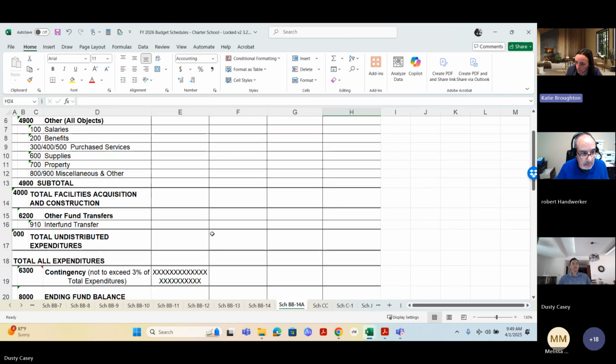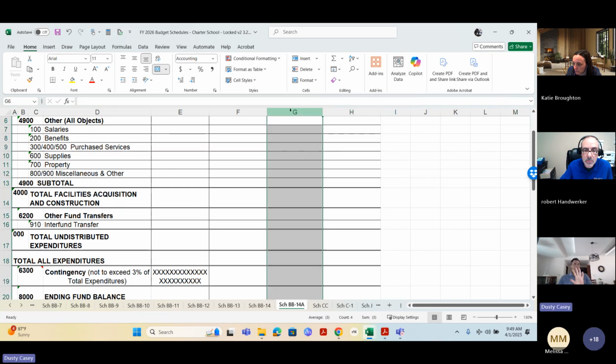700. No, not if you purchased them. Remember, this is not a balance sheet. So if you purchased them in a prior year, including this current fiscal year, specifically for your tentative budget, I'm referring to column G, it's only for things you are purchasing in next fiscal year.